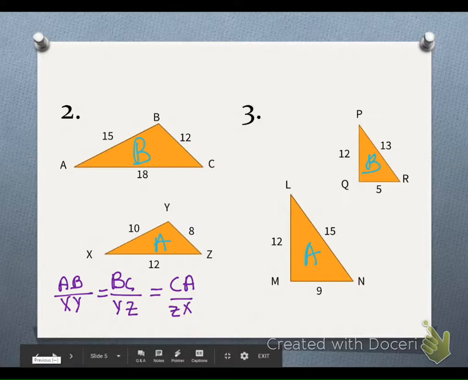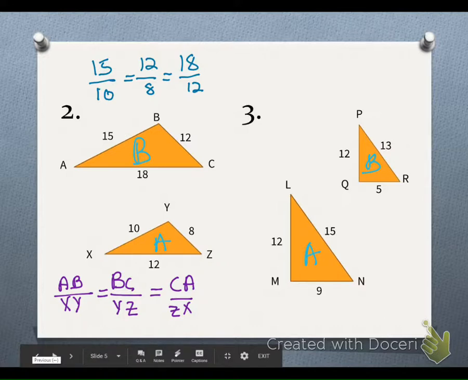Now we're going to substitute in what we know. So we're going to begin with AB. AB has a length of, so I'm going to put that up top to make sure I have room, 15 over 10, which equals, we have now BC, which is 12 over, and last but not least, 18 over 12. Now we want to see if we can get these to reduce to the exact same ratio. So I'm going to begin by seeing what is in common between 15 and 10.